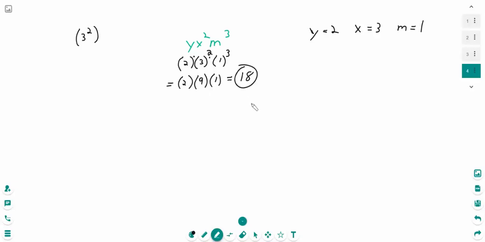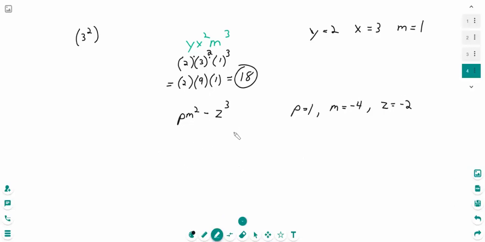So let's try p m squared minus z cubed. If p is equal to 1, m will be equal to negative 4, and z is equal to negative 2. All right. The difference here is we've placed some negative signs in here.